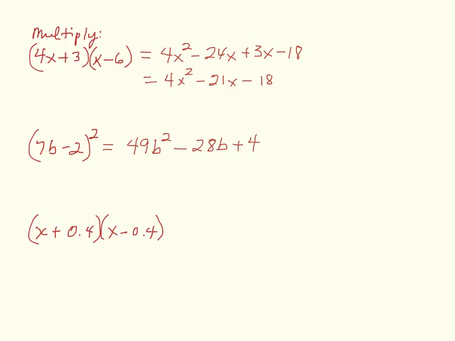What about this next one? Which special product will we use? The sum times the difference of the same 2 terms, because they're exactly the same. X squared minus, now what? 0.4 times 0.4 is 0.16. Yep, 4/10 times 4/10 is 16/100. And there we have it. It's a difference of 2 squares.